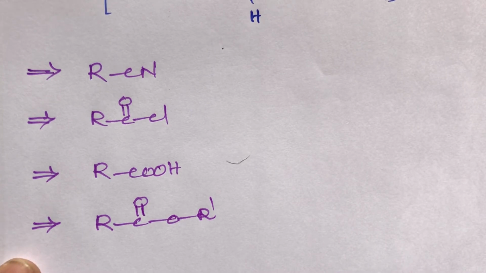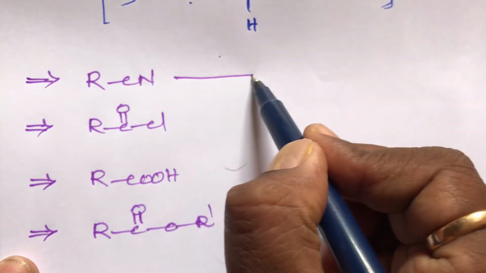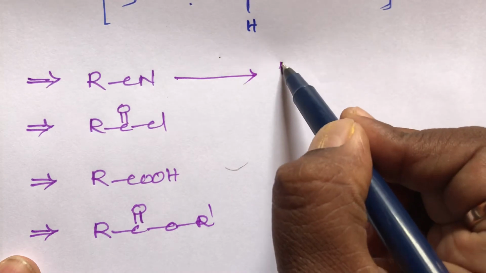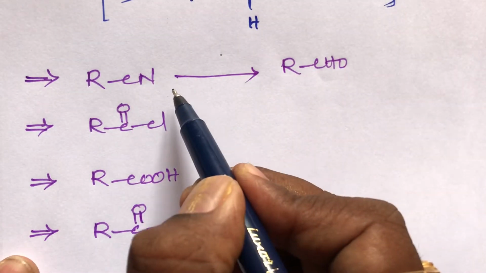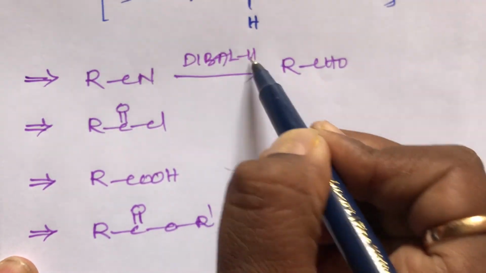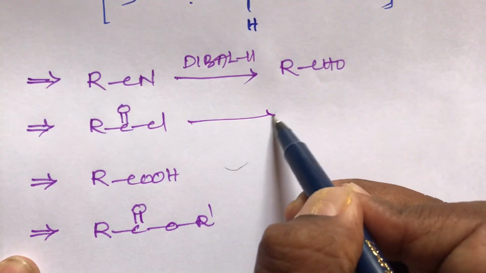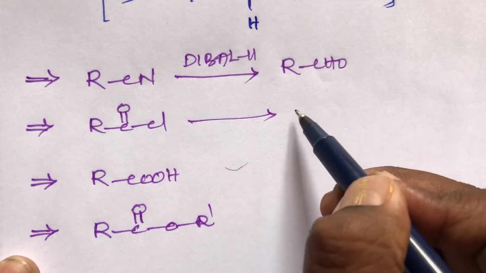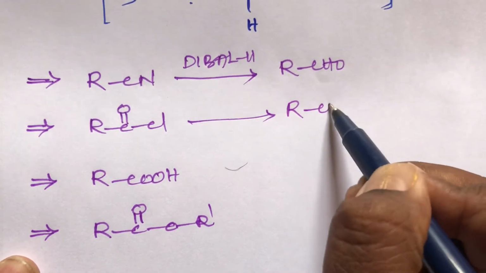Dibal acts as a reducing agent. It can reduce cyano group, and this cyano group is converted into aldehyde. This is also very important, students. This cyano group in the presence of dibal hydride is reduced, and the cyano group is converted to aldehyde. Then acid chloride: in the presence of dibal, it also gives aldehyde, students.